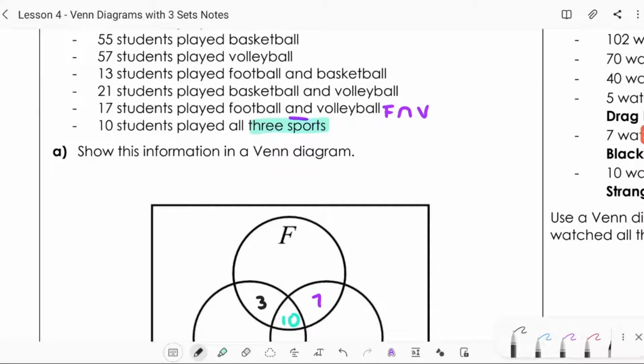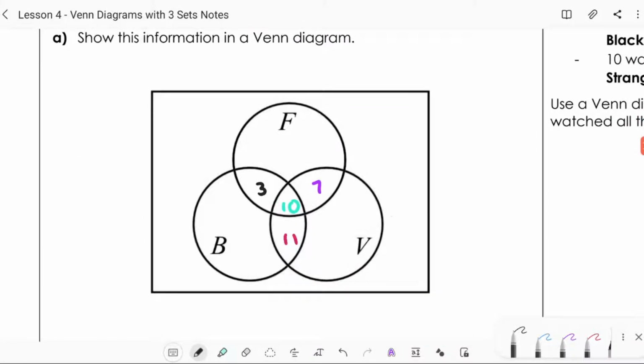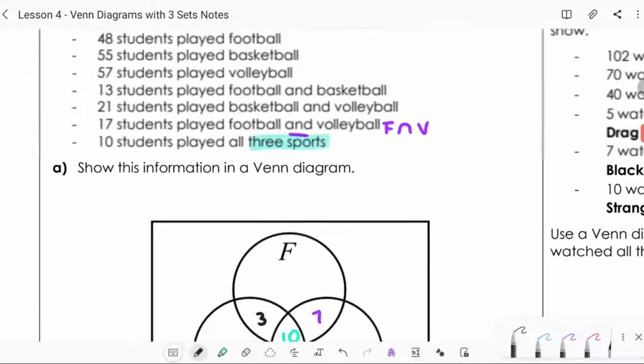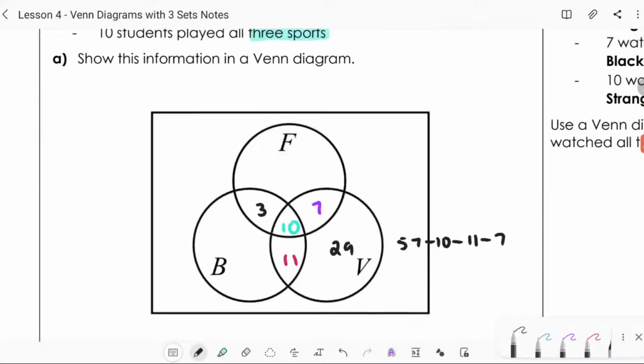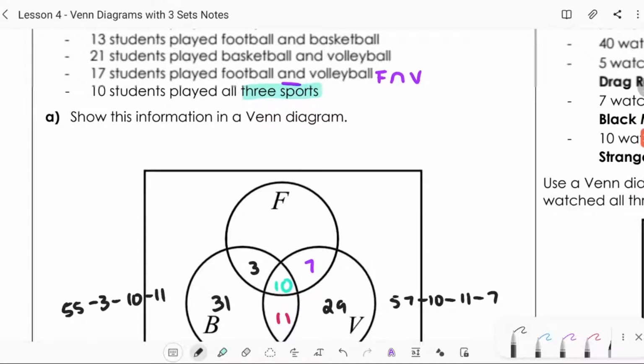Then 57 students play volleyball. 57 minus 10 minus 11 minus 7, I get 29. 55 play basketball. 55 minus 3 minus 10 minus 11, 31. And football, 48 minus 3 minus 10 minus 7, I get 28.